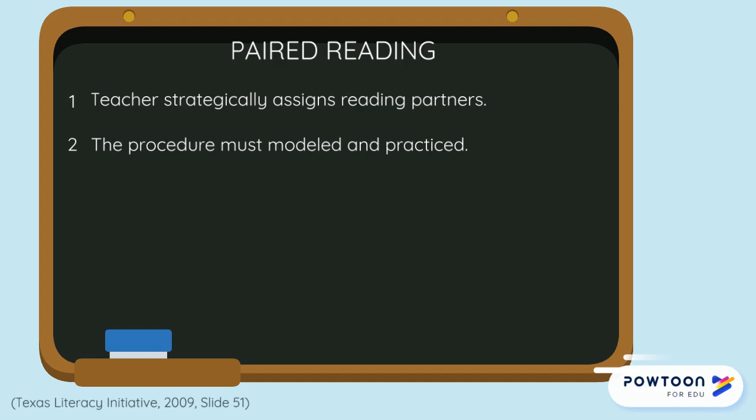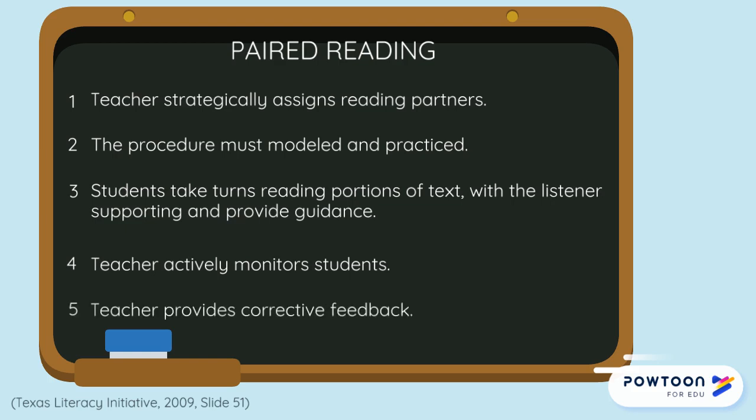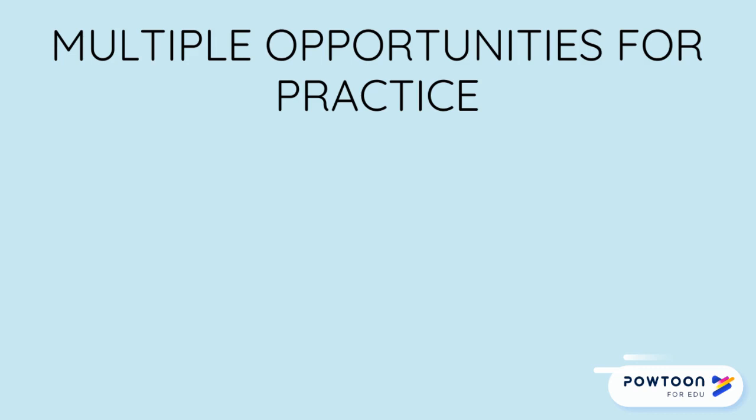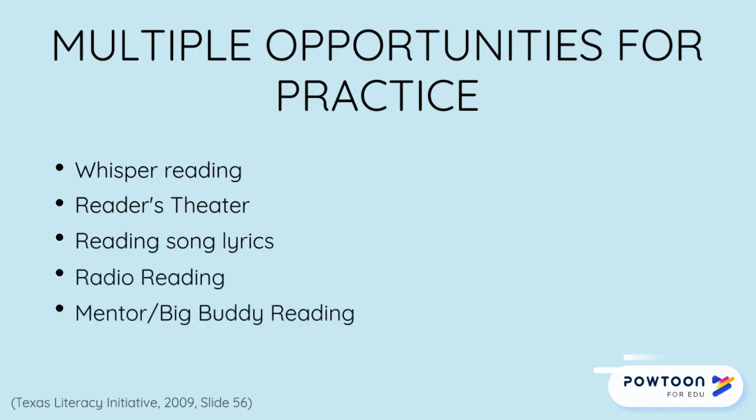In this strategy, students take turns reading portions of the text, with the listener supporting and providing guidance as needed. During paired reading, it is recommended that the teacher not be a reading partner so that he or she is able to monitor and observe all the readers. The teacher also provides feedback as needed. In addition to using echo reading, choral reading, and paired reading as repeated reading, some other effective practices include whisper reading, reader's theater, reading familiar song lyrics, radio reading, and mentor big buddy reading, to name a few.